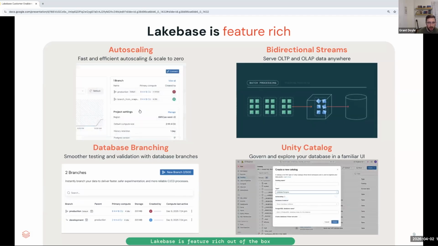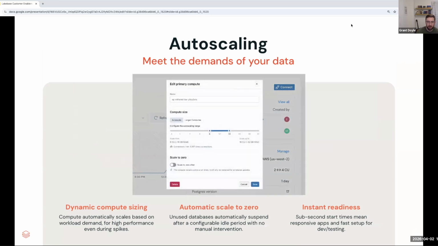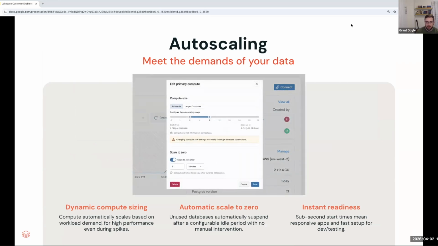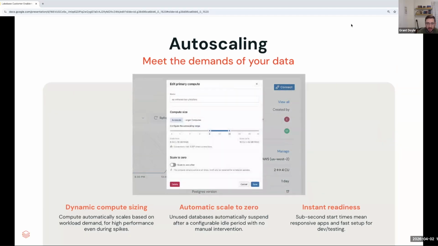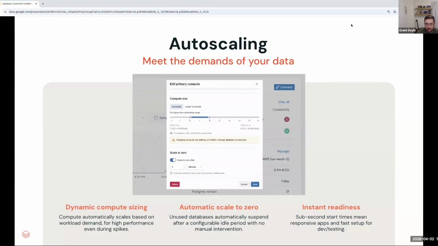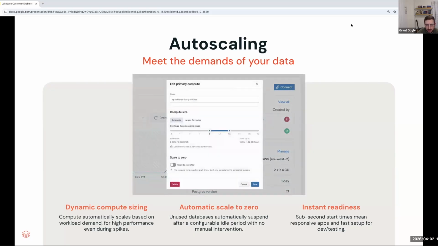So I'll dive in and talk about auto-scaling a bit. Again, with that separation of compute and storage, we can scale the compute up and down as much as we need to best service the workload. What this means is that you're only paying for the compute that is serving the workload. You're not paying for instances that are up and idle. So you can set the upper and lower bounds of your compute node. You can scale to 0, which is an awesome feature.